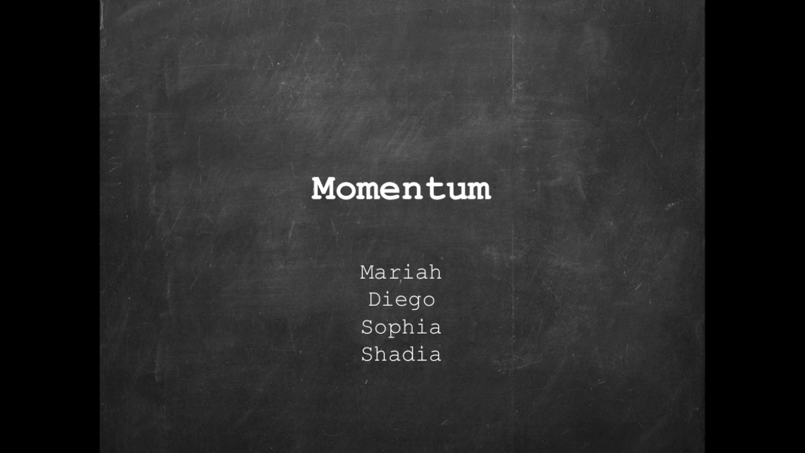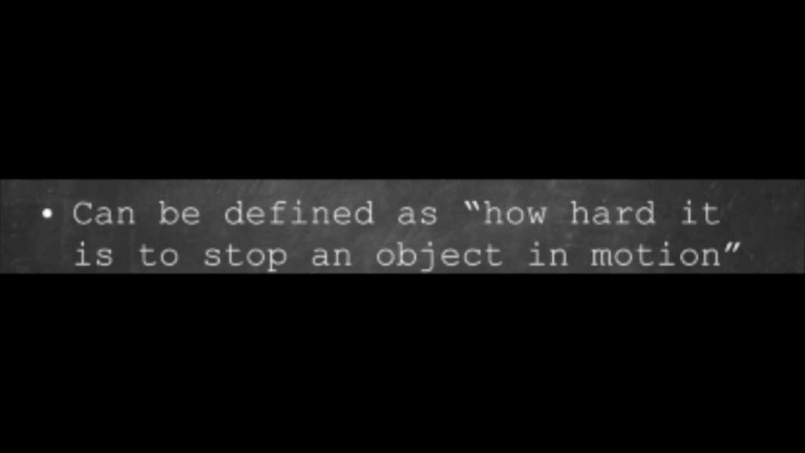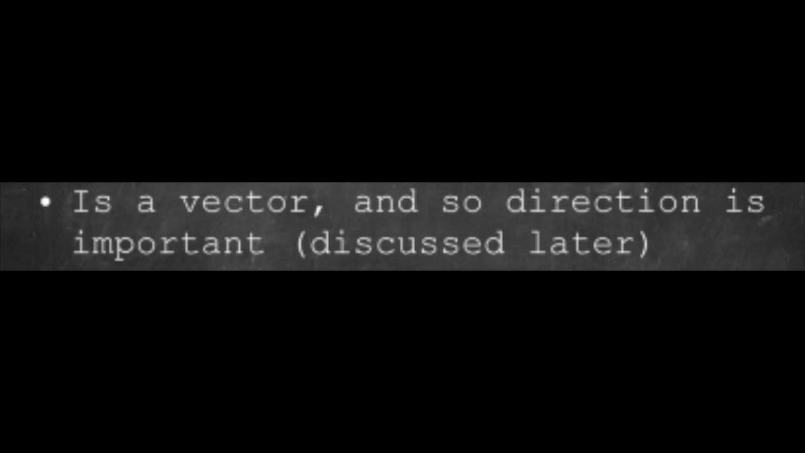So today we'll be talking about momentum. It's a concept in physics, and so the first thing is, what is momentum? It can be defined as how hard it is to stop an object in motion. An important thing is that momentum is a vector, and so direction is really important when you're dealing with it, and that's something we'll discuss later regarding impulses.